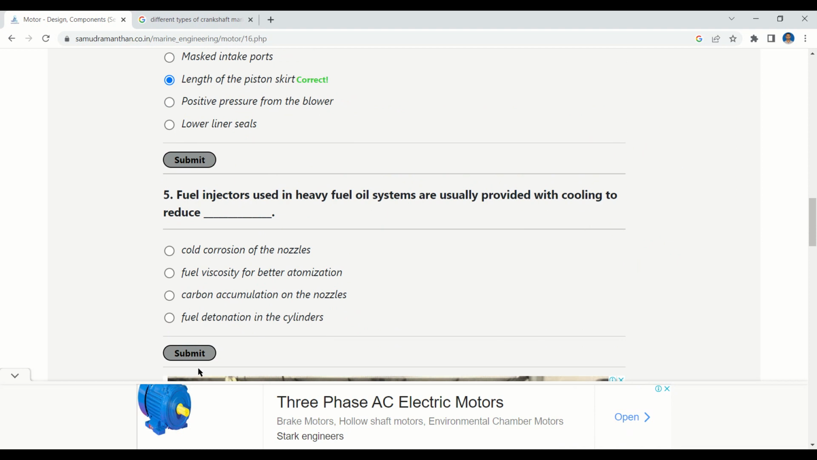Our next question is: fuel injectors used in heavy fuel oil systems are usually provided with cooling to reduce, and the options given are cold corrosion of the nozzles, fuel viscosity for better atomization, carbon accumulation on the nozzle, fuel detonation in the cylinder, and the correct option should be carbon accumulation on the nozzles.